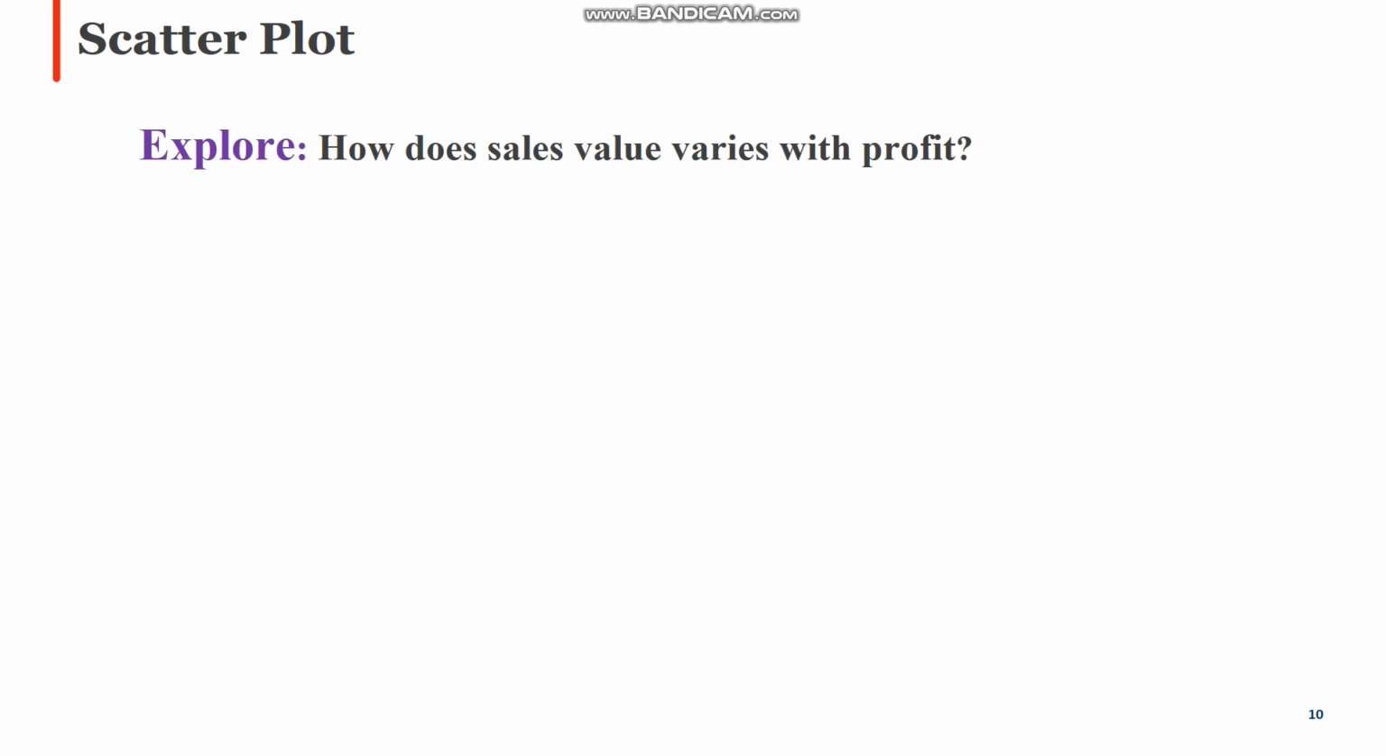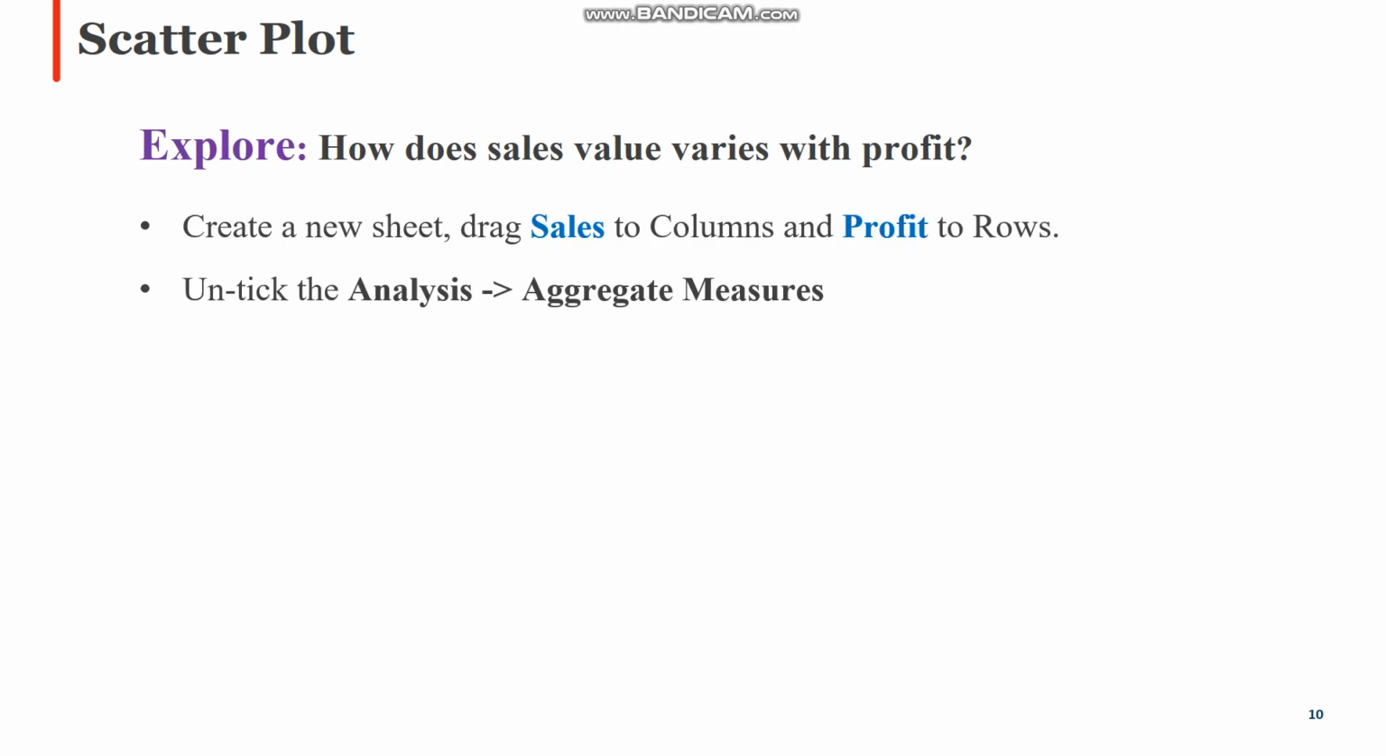Next, we are going to create a scatter plot. A scatter plot can show the relationship between two numerical variables. Our question here is how does the sales value vary with profit? The necessary steps in Tableau would be: create a new sheet, drag the sales to the columns and profit to the rows.